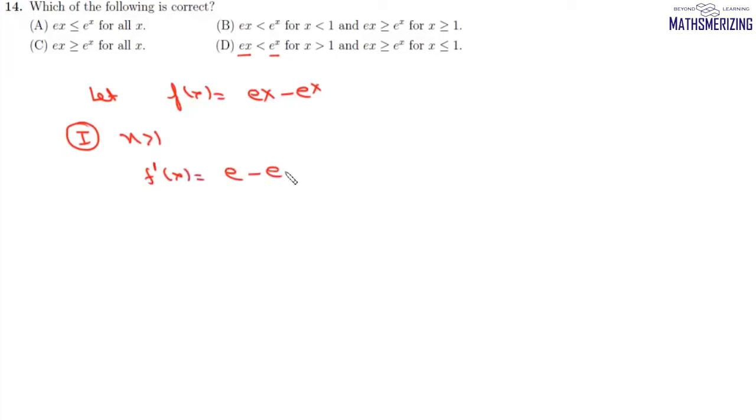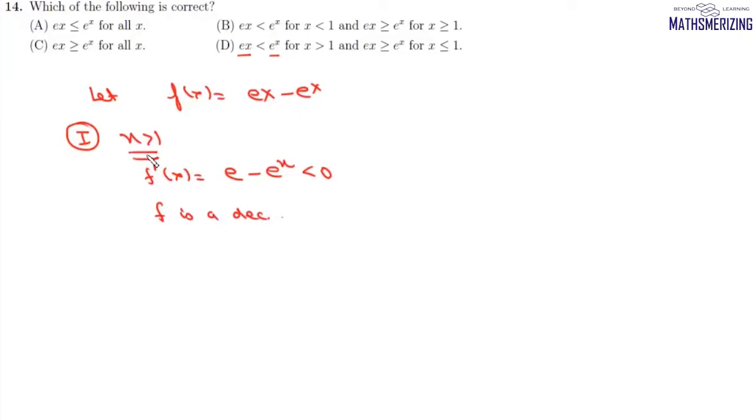We need to compare two functions, ex and e to the power x. So what we'll do is, we'll let function fx, which is ex minus e to the power x. And we'll consider this first case when x is greater than 1. Now if we find f dash x, it will be e minus e to the power x. Now when x is greater than 1, it is less than 0. That means this f is a decreasing function.